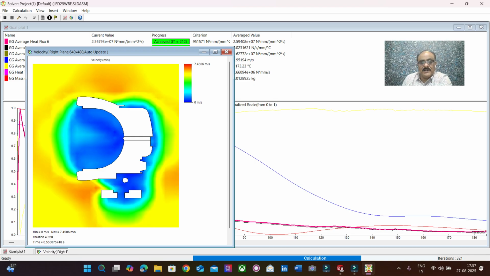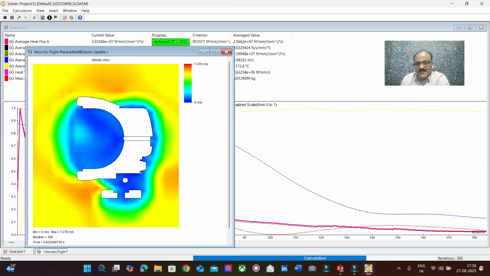Okay, so now this is the velocity plot, and it shows that the airflow inside the projector headlamp chamber is still about 0 velocity, and around the projector lamp we are able to find velocities of about 5, 6, etc. Which means a good amount of heat is going to be transferred within the system.